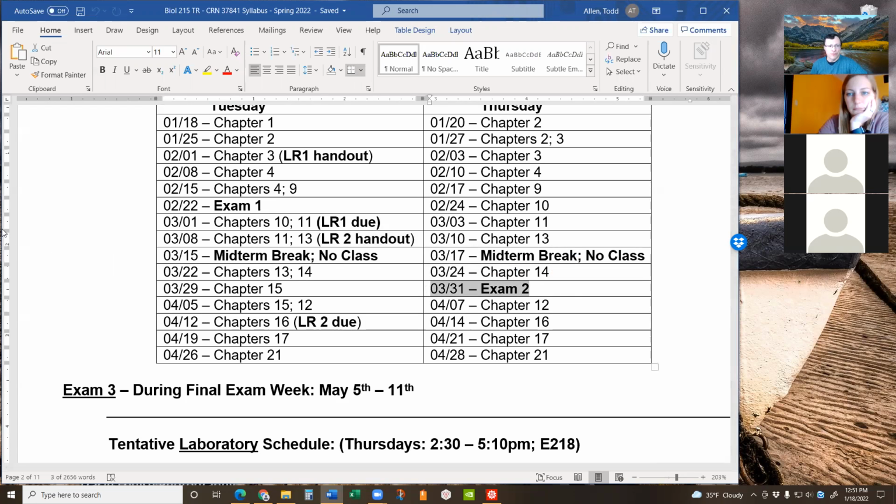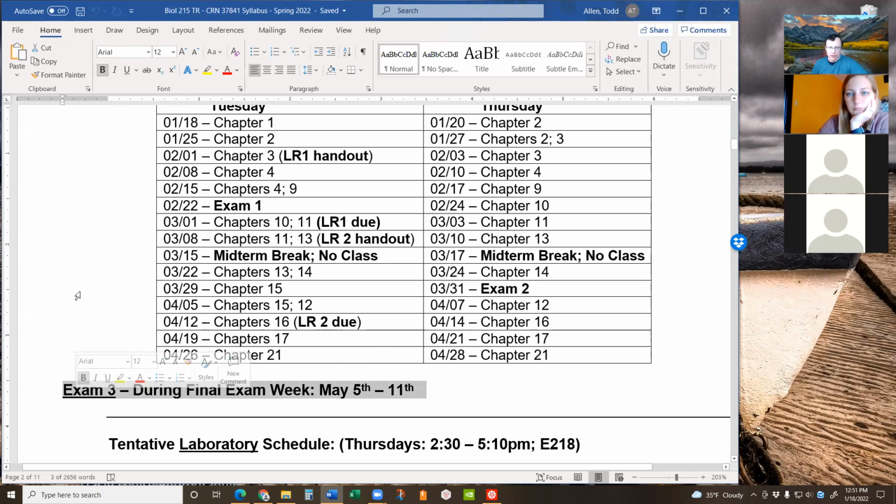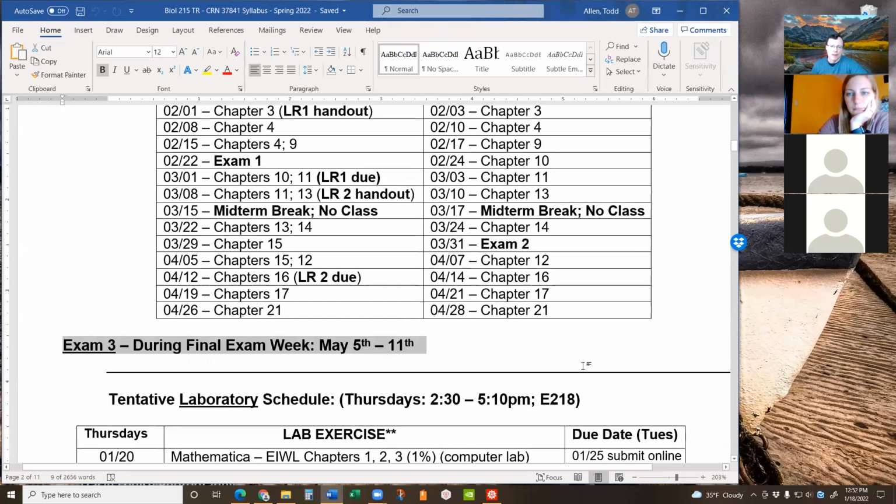Exam 2 is on March 31st. April 12th, the second literature review is due. And then your final exam for the entire semester, which is exam 3. So exam 3 is the final exam. It is not cumulative. I won't go out of my way to pull a question out of chapter 1 and throw it on your final exam. That won't happen. Okay. So exam 3, which is your final exam, will be sometime during the week of May 5th through the 11th. As soon as the administration finalizes that schedule, I will let you know, okay?